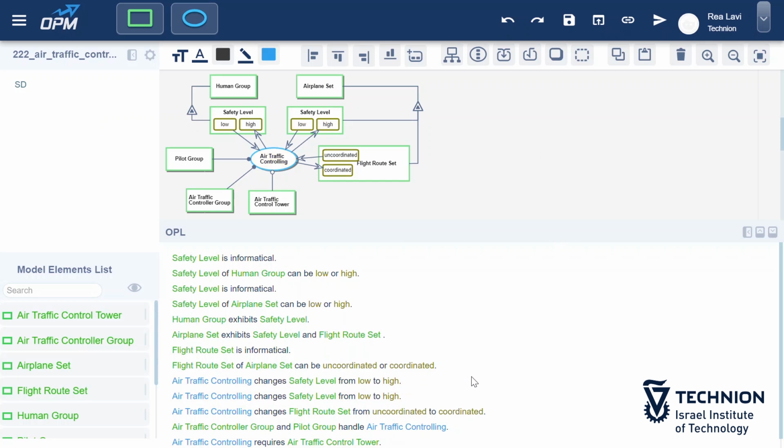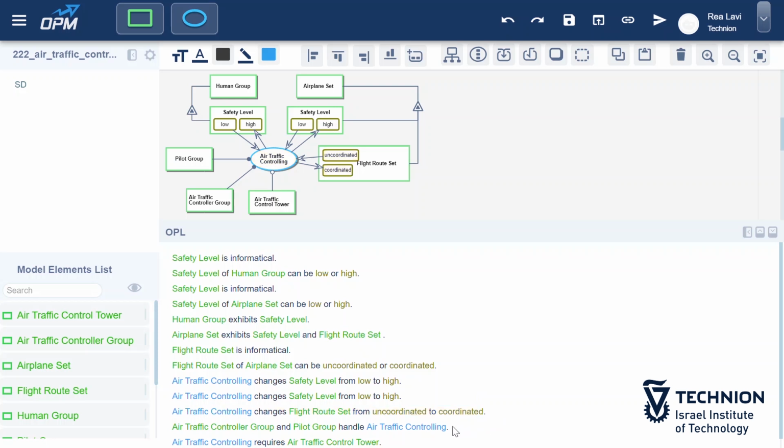Since we do not use the plural form in OPM, we use airplane set instead of airplanes and human group instead of people. We convert humans to singular and add the word group, while for anything other than humans, we add the word set. The function of the system, which attains the purpose of increasing the safety level, is to coordinate the flight routes of the airplanes. In OPL, air traffic controlling changes flight route set of airplane set from uncoordinated to coordinated.